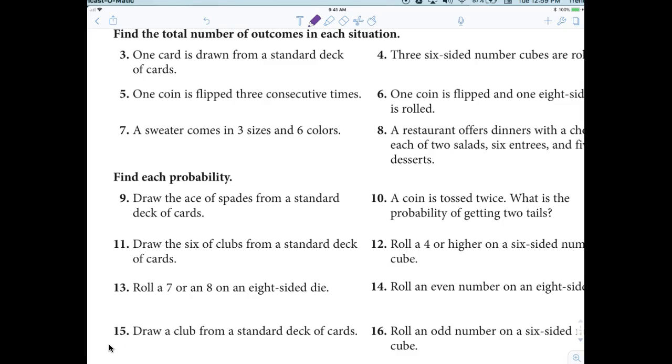4 suits. And then each suit has how many different types of cards? 13. Right? Ace, king, queen, jack. Right? And then 2 through 10. Is everybody with me? So each deck of cards has 52 cards.